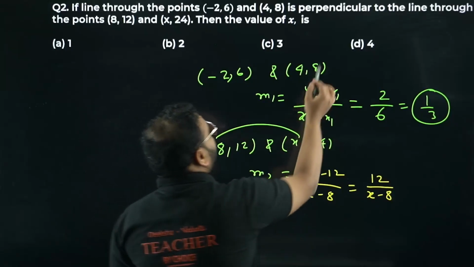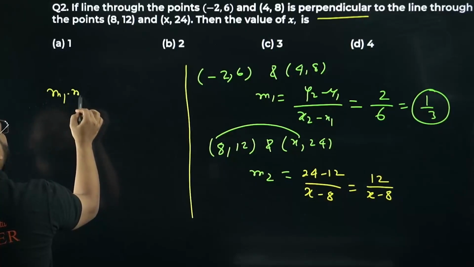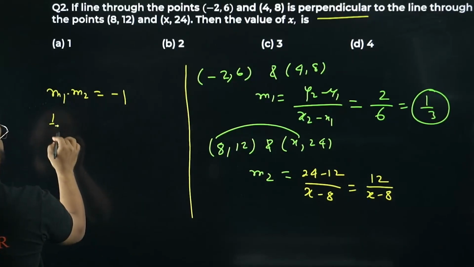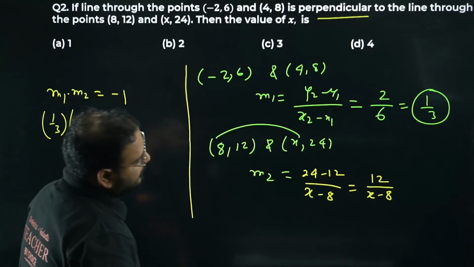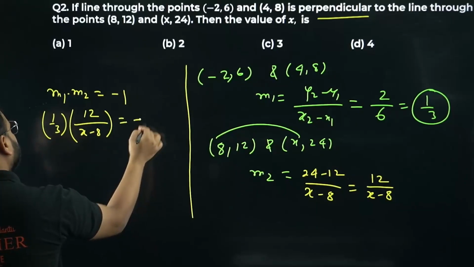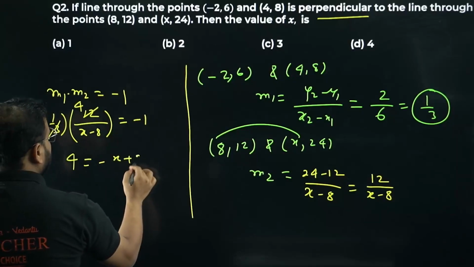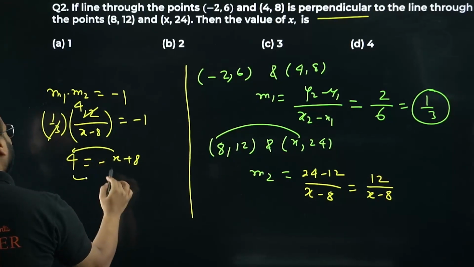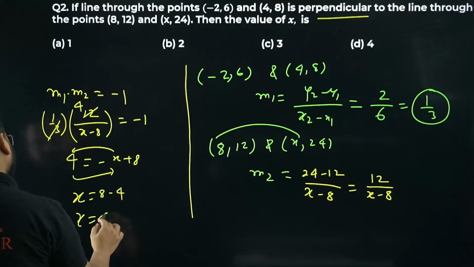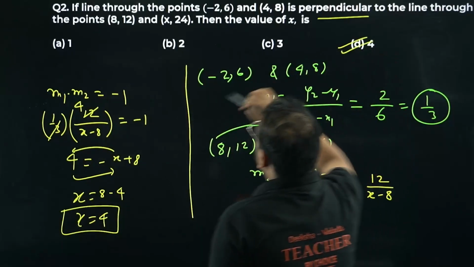Okay, for perpendicular lines we have a known result. What is that? m1 times m2 equals to minus 1. So put the values over there. What I get is 1 by 3 times 12 by x minus 8 equals to minus 1. 3 4s are 12. It means 4 equals to minus x plus 8. Let's bring this x over here and this 4 over there. We get x equals to 8 minus 4, hence x equals to 4. Please check. x equals to 4 is the right answer. Option D is again correct.